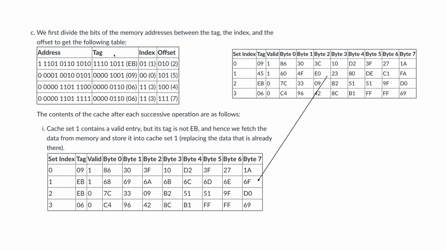For the first one, the index is equal to 1, offset 2. So we need to check set index 1. Cache set 1 contains a valid entry, so it's valid for set index 1, but its tag is not EB. The tag is 45 in this case, but what we want is EB. Hence, we fetch the data from memory and store it into cache set 1. So we're replacing set index 1 with the new data that we retrieved from memory.